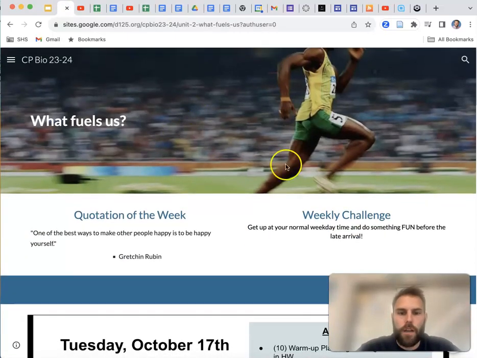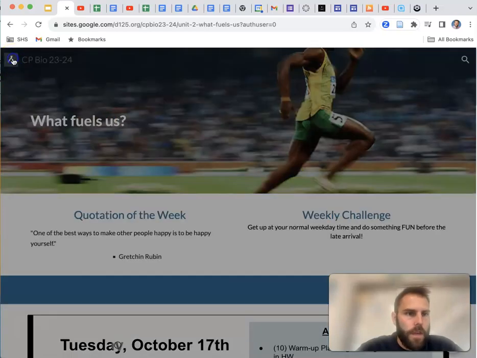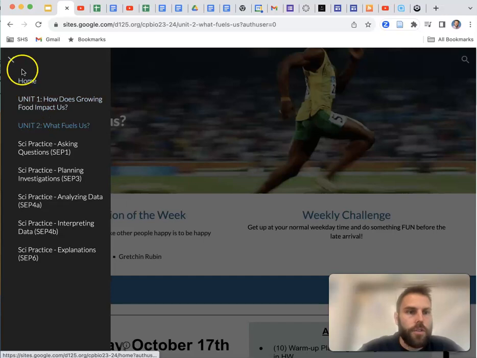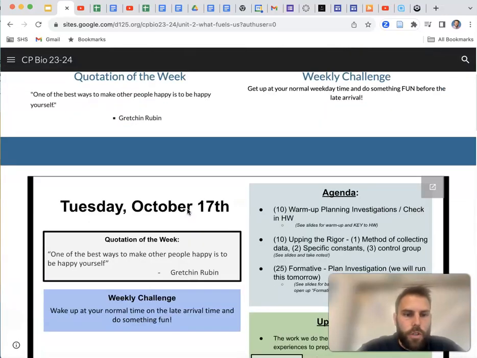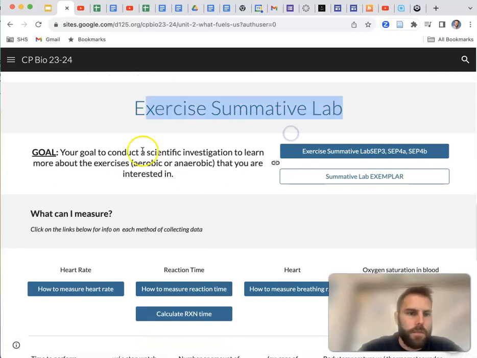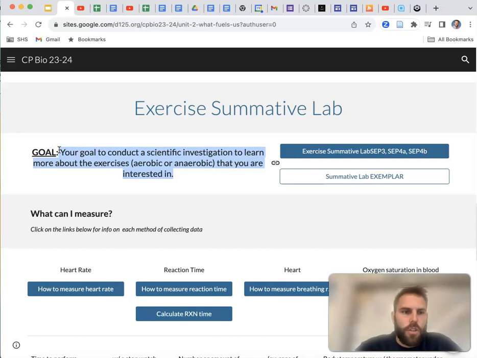But I'm going to introduce it on my website right here, so if you can, follow along with this on your iPad. You're going to head to my website, go to the Unit 2 page, and scroll down past our agenda, the files and links, and boom, exercise summative lab. The goal of this lab is to conduct a scientific investigation to learn more about the exercises that you're interested in. You have a lot of choice in this lab.